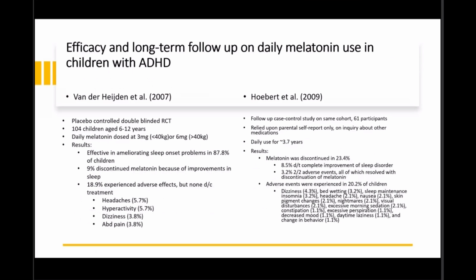These are two subsequent studies on the same cohort. The original was a randomized controlled trial looking at daily melatonin dosed at 3 milligrams or 6 milligrams depending on body weight. This was used for sleep onset rather than circadian rhythm shifts. Definitely was effective, ameliorated sleep onset problems in 87% of children. About 9% discontinued because they didn't need it anymore, and about 18% experienced adverse effects, most common being headaches, hyperactivity, dizziness, and abdominal pain.